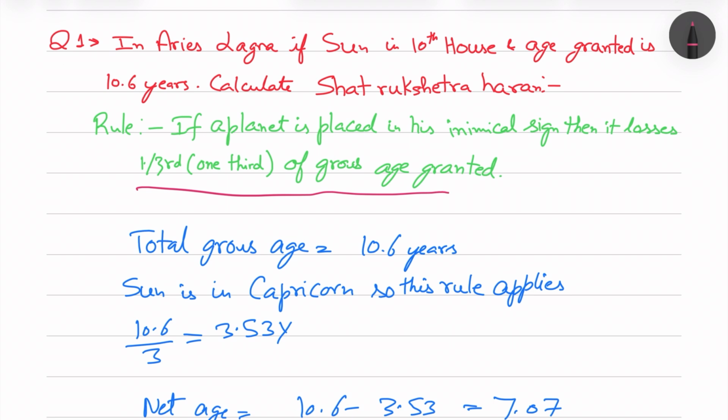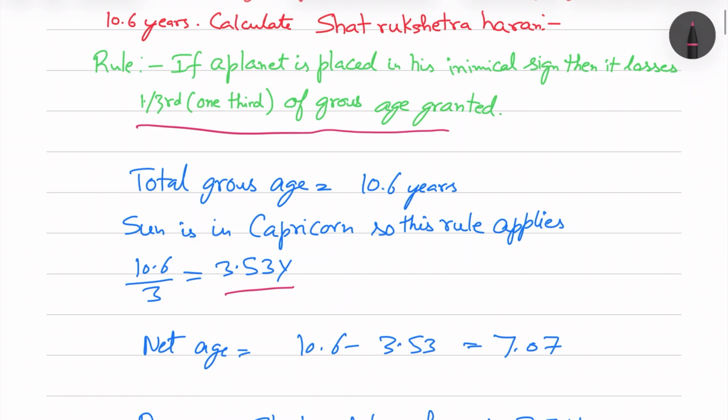So total age granted is 10.6. If we divide 10.6 by 3, we get 3.53. So net age will be 10.6 minus 3.53, that is 7.7. This is net age. But we have to calculate the shatrukshetra haran. So the shatrukshetra haran is 3.5 years or 3.53 years. Whatever will be the option in the MCQ, select that.